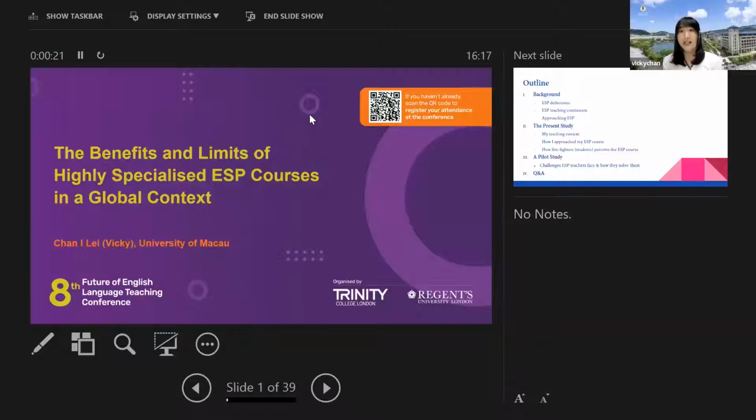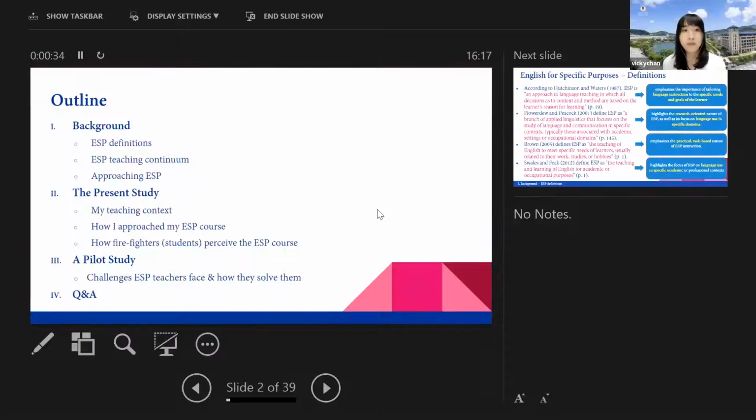So as you guys can see, my topic for today is called the benefits and limits of highly specialized ESP courses in a global context. My name is Vicky, and I'm from University of Macau. And here is the outline of my presentation today.